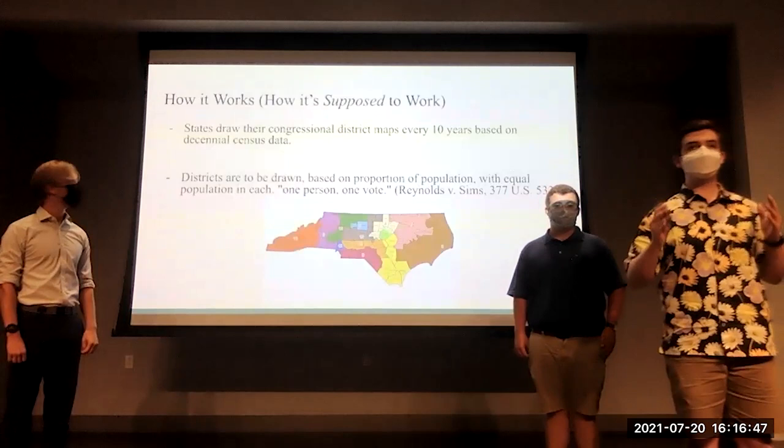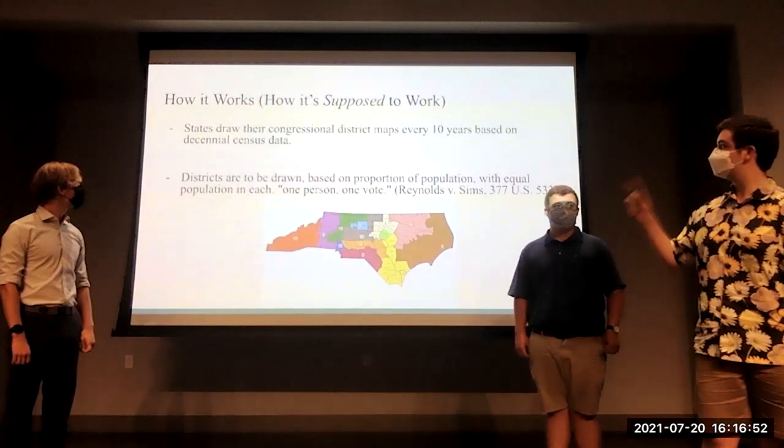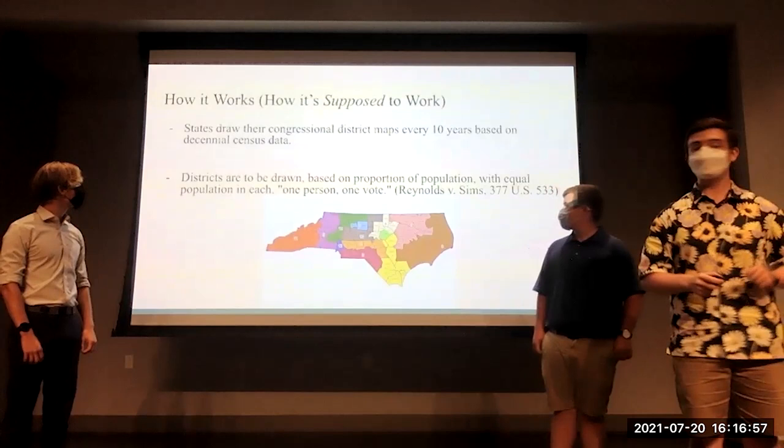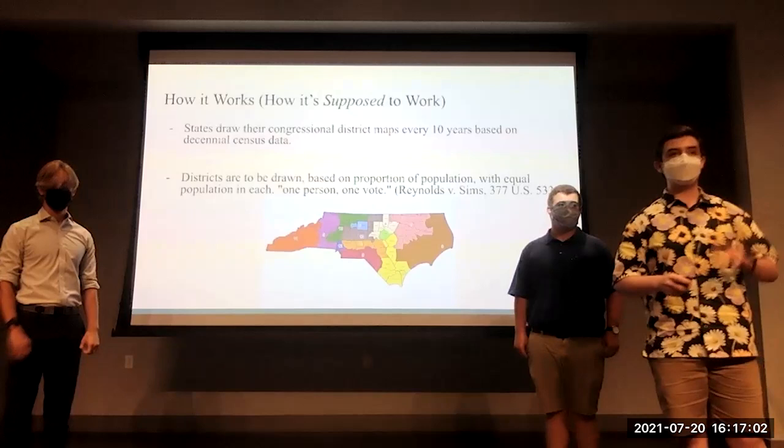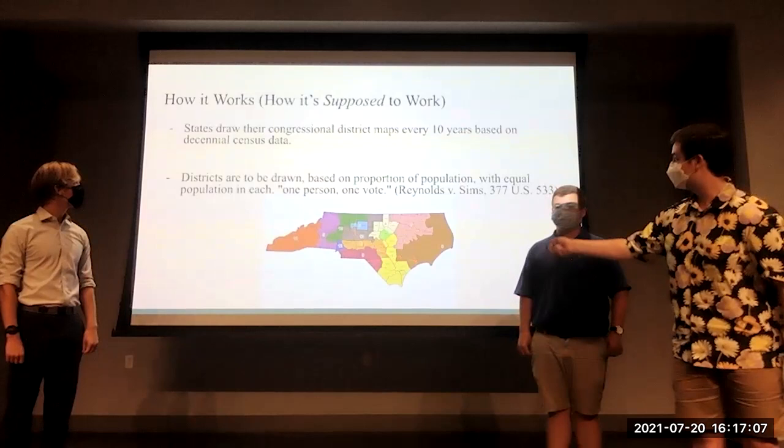So how redistricting works: gerrymandering is the process that works through redistricting. Redistricting is when states draw a congressional district map based on decennial census data every 10 years. And the districts are to be drawn based on a proportion of population, with equal population in each. That's the one person, one vote rule from Reynolds v. Sims in 1964. This is the current North Carolina district map, if you're curious.